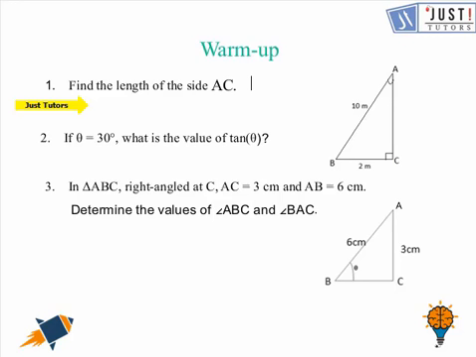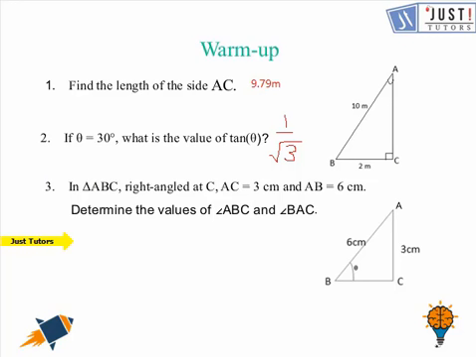So question number 1 says, find the length of the side AC. If we use the knowledge of Pythagoras theorem here, we'll get the answer 9.79 meters. Likewise, question number 2 asks what is the value of tan theta if theta is equal to 30 degrees. We know the trigonometric table already, and the answer for this is 1 over root 3.